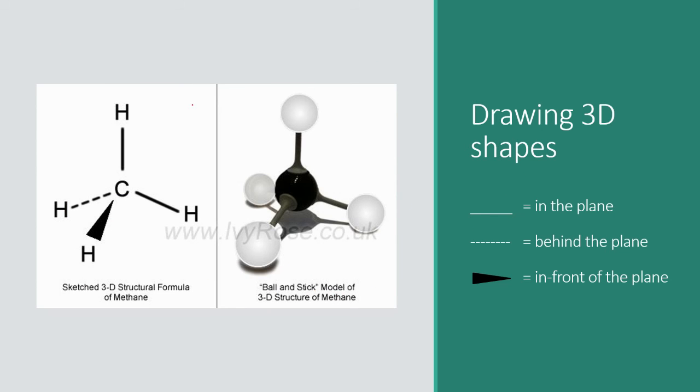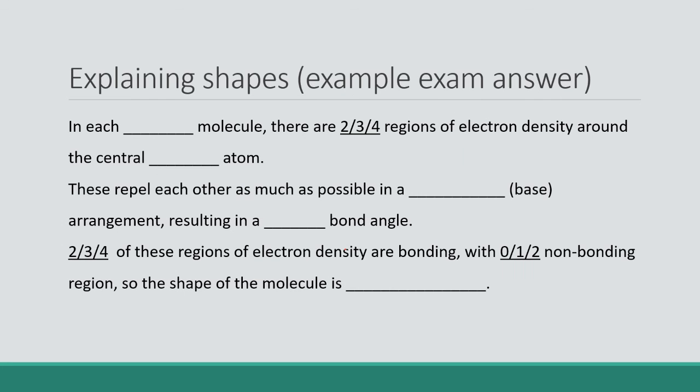Just to review the 3D shapes. When you're drawing a tetrahedral shape, you've got two in the plane, one that is dashed behind and one that is a wedge which is coming out in front of you. The wedge means it's coming in front of the paper. The dashes mean it's going behind the paper. So this is a template which I recommend that you use for exam answers.